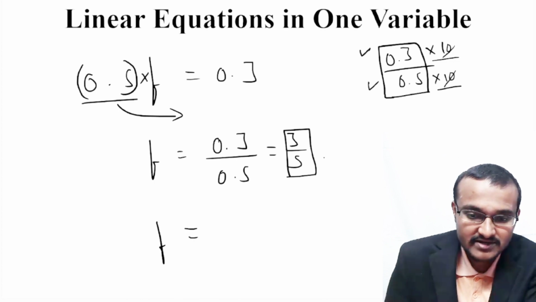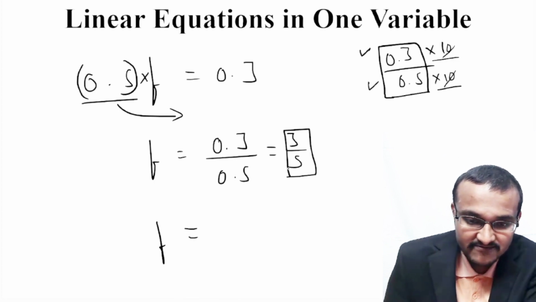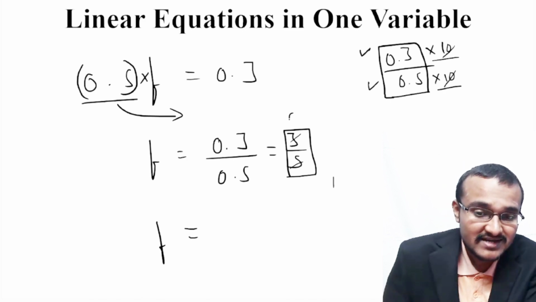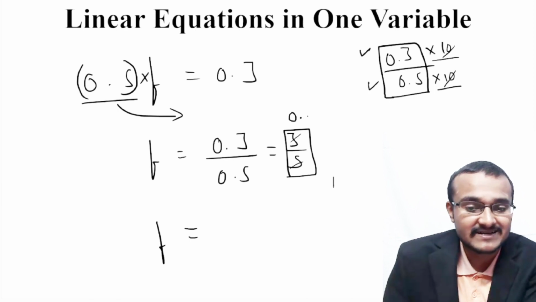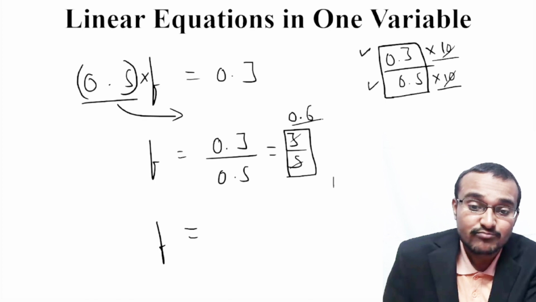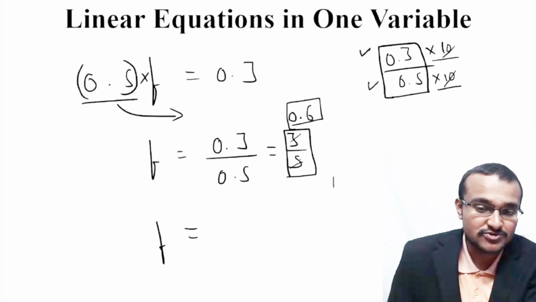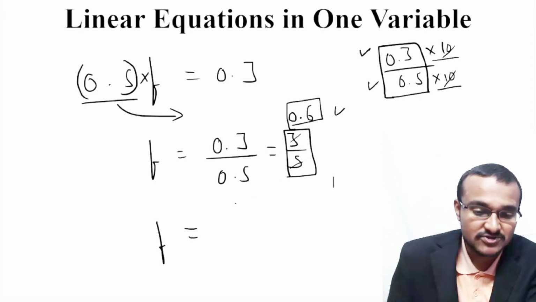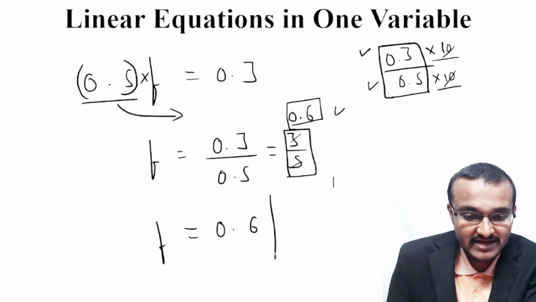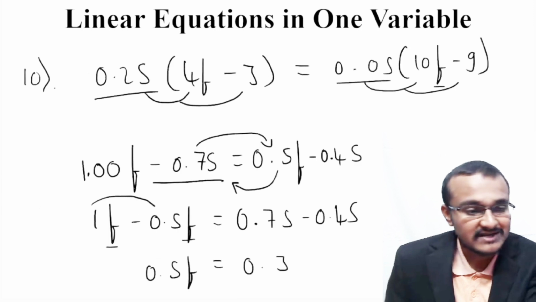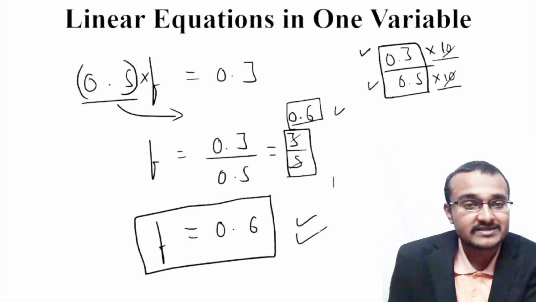Here you can solve this particular problem. 5 ones are 5. 5, 3 you cannot divide, so you will put one decimal point here, 0 point. Then this 3 becomes 30. 5 6s are 30. So 0.6 will be the answer. When you solve this 3 by 5, you get 0.6 as your answer. So the answer for f will be 0.6 or 3 by 5. After solving this 10th question, the answer which you are getting is 0.6.